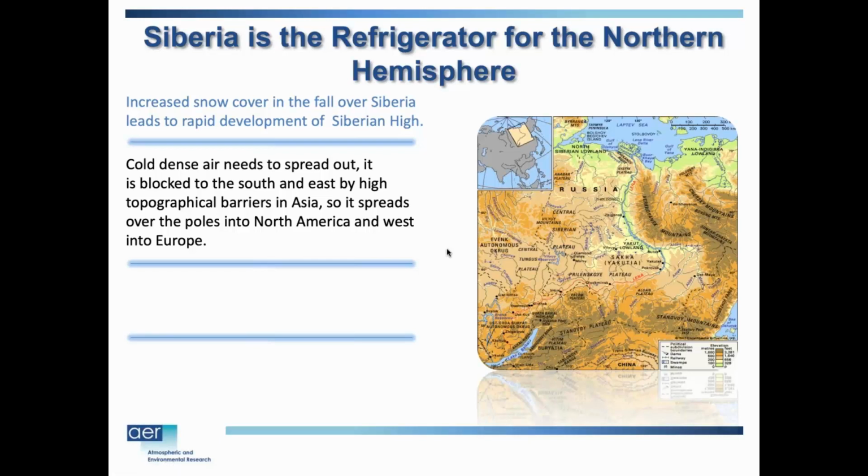So this cold, dense air, it's easier to spread either over the pole into North America or west into Europe. And we get something similar here with the Rockies, right? The cold air, these Arctic outbreaks, tend to be east of the Rockies.